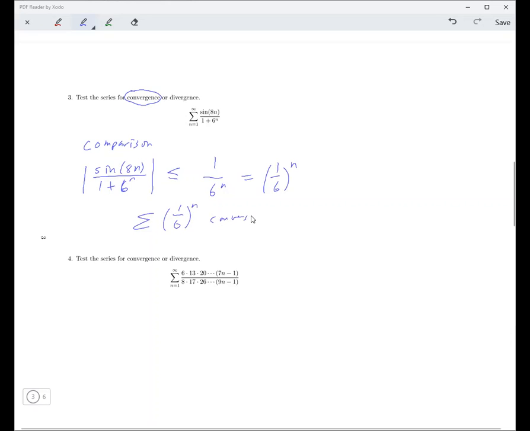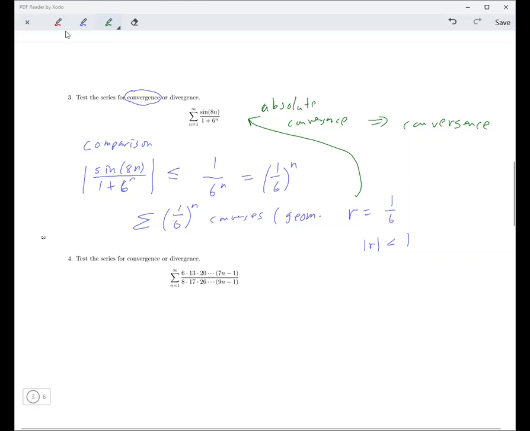converges because it's a geometric series, and r is equal to 1/6. So the absolute value of that is less than 1. So that converges. So therefore, from here, we get absolute convergence, and that implies convergence. Okay.